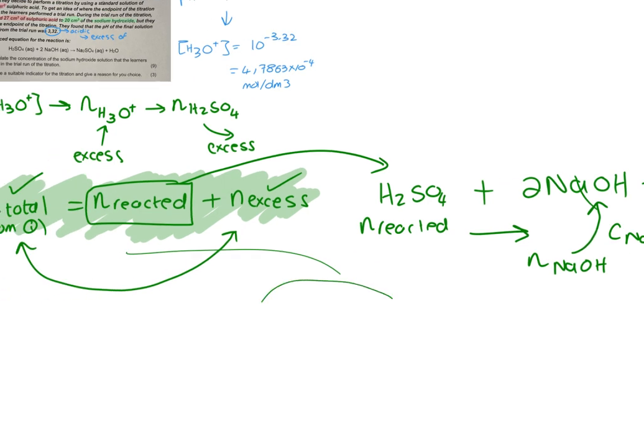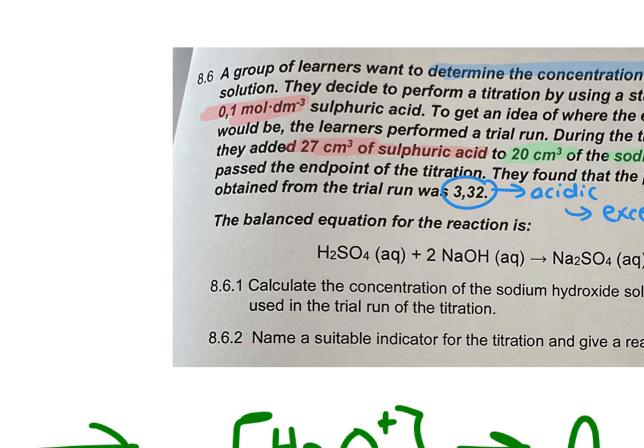So let's do that now. From the question, you can see that they give you the concentration of sulfuric acid and the volume of sulfuric acid before the titration starts. So in other words, this information is going to give us n in total. Another way of saying in total is in initial.